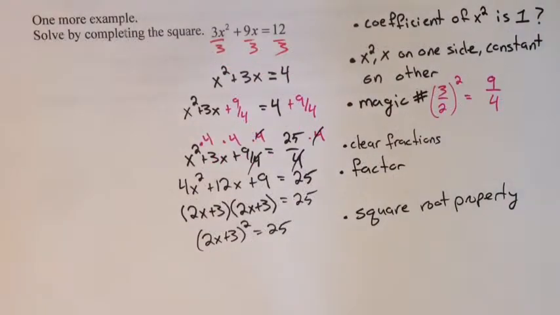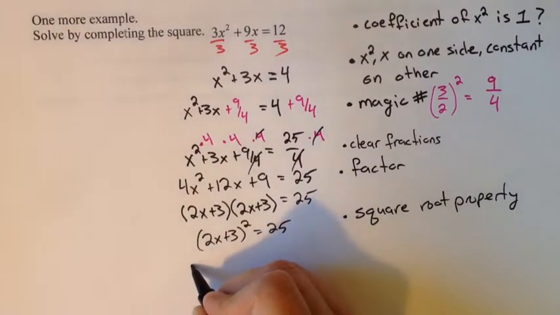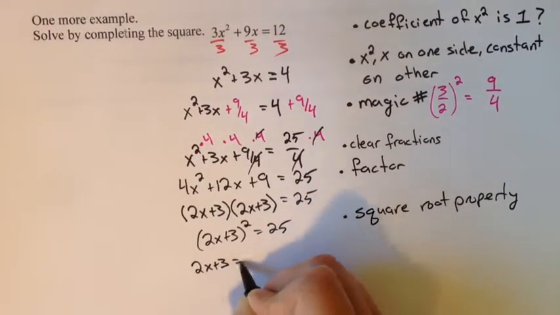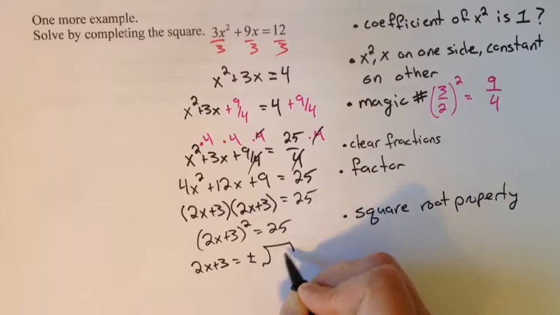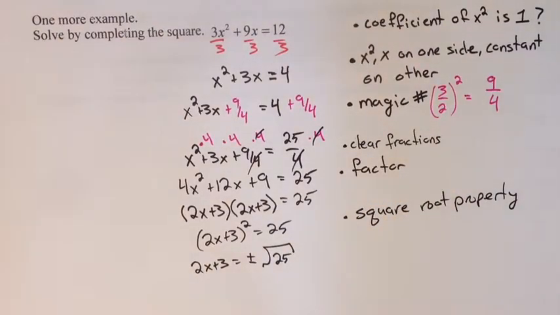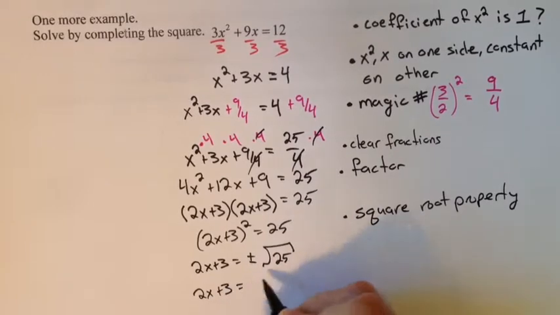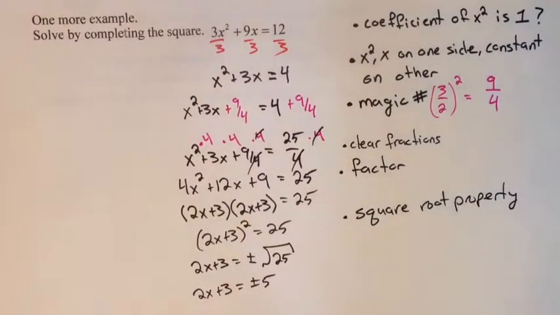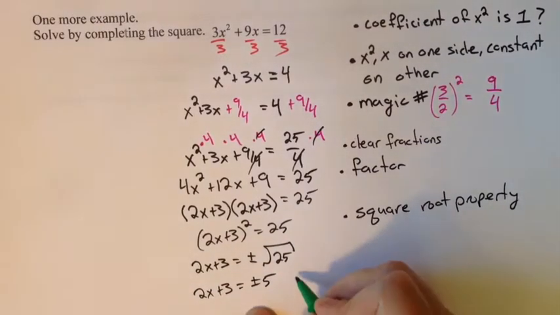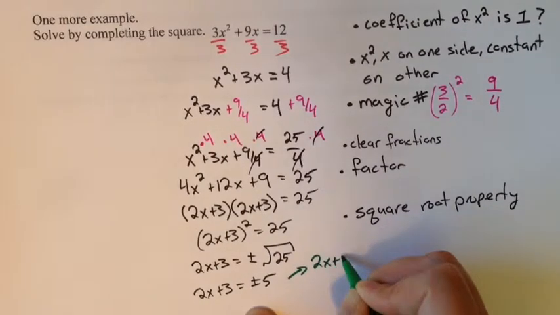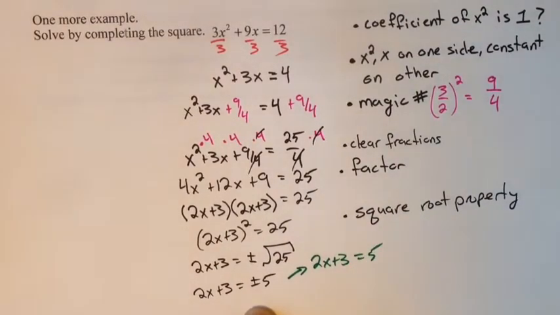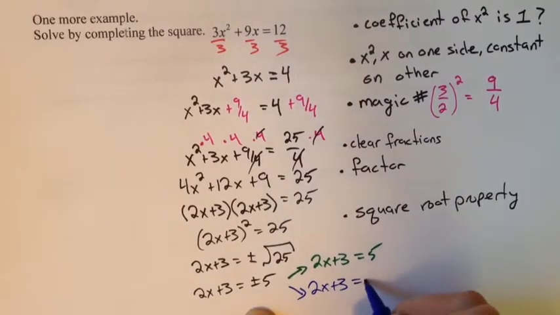It's time to go ahead and use the square root property. That leaves me with 2x plus 3 is plus or minus the square root of 25. But of course, the square root of 25 is actually a nice number, so 2x plus 3 equals plus or minus 5. Now we split that apart into two separate equations so that we can get both of our answers here. Either 2x plus 3 is 5, or I could have 2x plus 3 equaling negative 5.